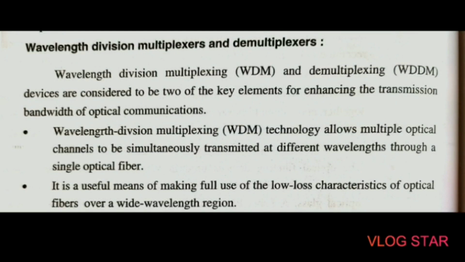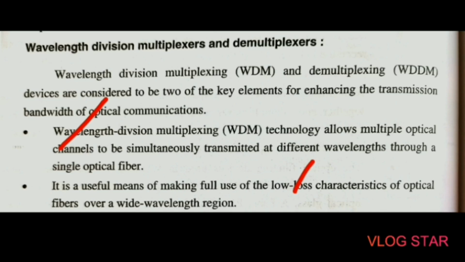Second is the wavelength division multiplexers and demultiplexers. The wavelength division multiplexing and demultiplexing devices are considered to be two of the key elements for enhancing the transmission bandwidth of optical communications. Second point is that WDM technology allows multiple optical channels to be transmitted at different wavelengths through a single optical fiber. As we have already discussed in the unidirectional WDM technique, it is a useful means of making full use of the low loss characteristics of optical fibers over a wide wavelength region.